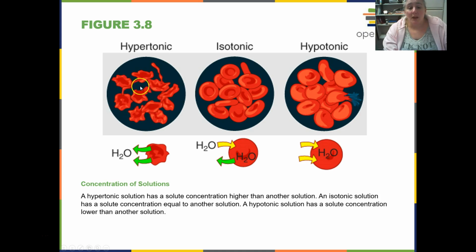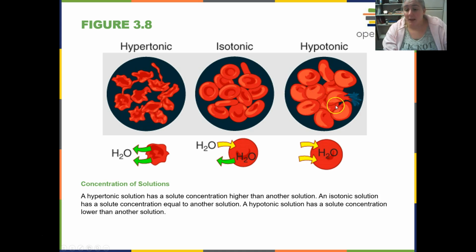If your blood is in a plasma that is hypertonic, then water is going to leave the blood cells and move into the blood plasma. And that's going to cause our blood cells to start to shrivel up.